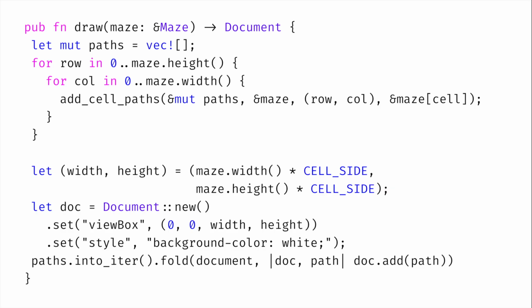And here you can see the draw method that accepts an immutable reference to the maze, and returns an SVG document that we can then render as an image or just show in a browser. So it first creates a mutable vector of paths, then it goes through all the rows and all the columns in the maze and adds paths for the corresponding cells to the vector of paths, calculates the width and height of the resulting image, and sets those paths onto an SVG document. It returns the document it generated. Finally, we can look at how our maze looks.